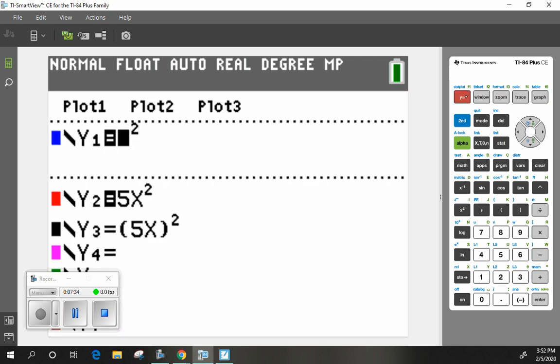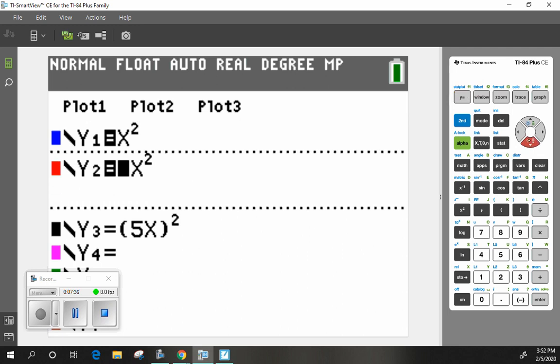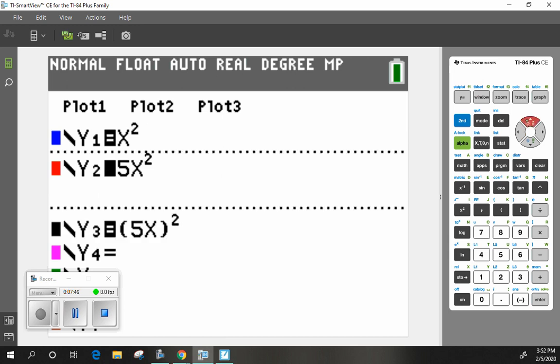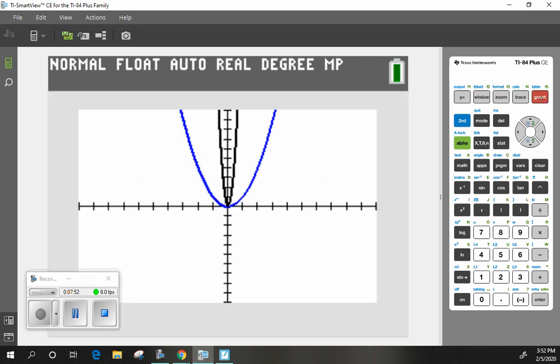But if we look at 5 times x in parentheses and square that whole thing, that's going to be our green one. I'm going to go ahead and hide the second one for now. There's our parent function in blue. As you can see, I guess it's black. The black one is our new function.